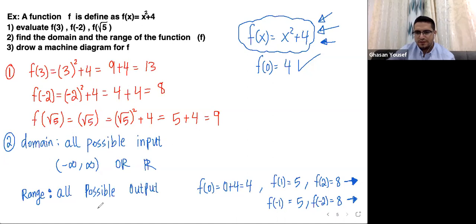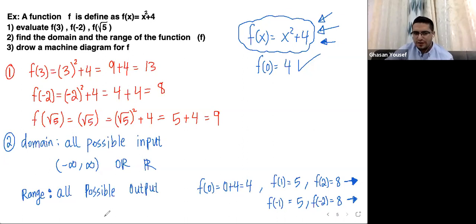Someone said from minus infinity to infinity, but the output does not give me 0. This function will not give me 0 at all. There is no value that, if I plug it inside this function, will give me 0 or negatives. If we start from 0, they start from 4 and above. 4, 5, 8, like this. Yes, 4 and up.